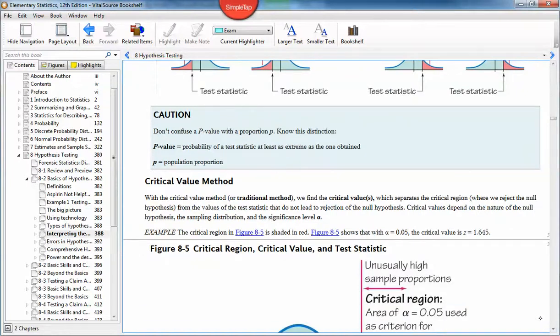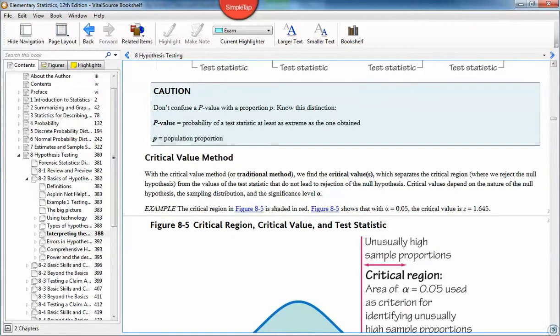Here's another little caution box. Here's something else that's important. Don't get p-value and the p for proportion mixed up. They're not the same thing. The p-value is a method of figuring out whether to reject or fail to reject the null hypothesis. The lowercase p is just a population proportion. So those are totally different.